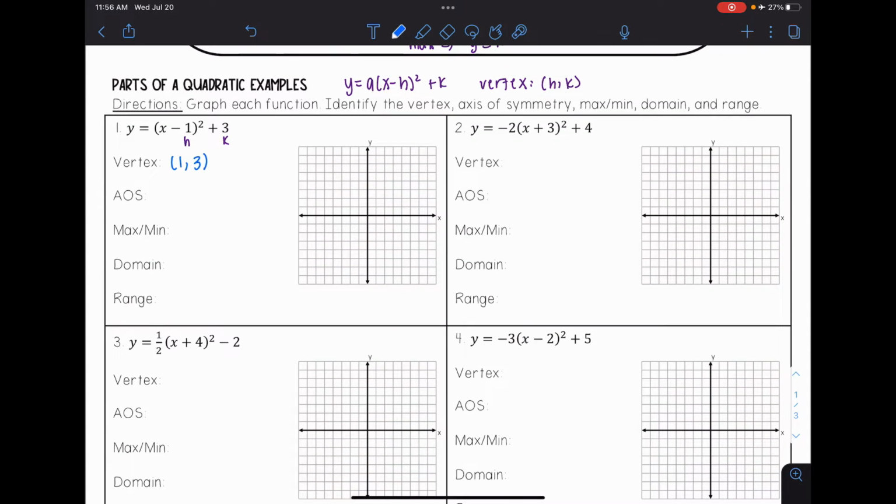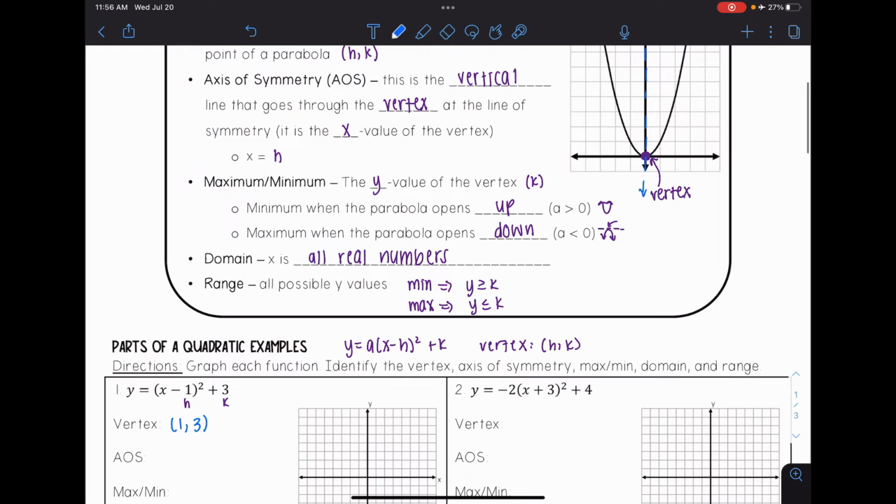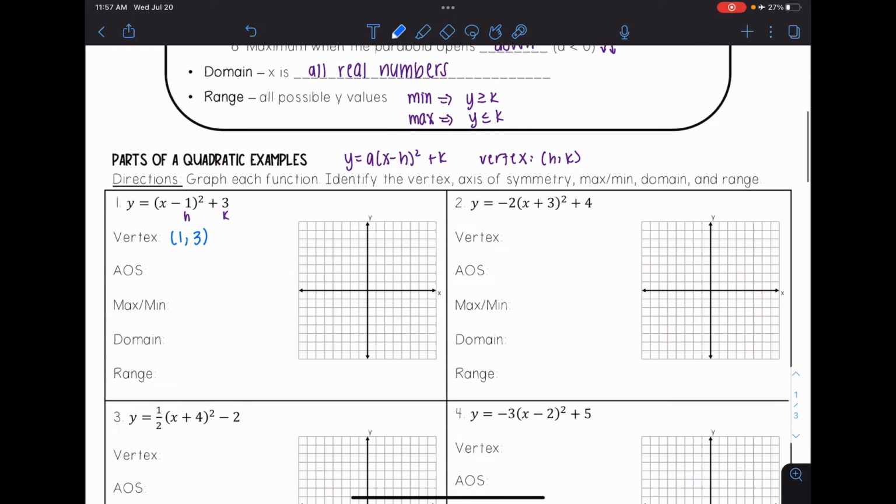Axis of symmetry, that is the vertical line that goes through my vertex. So as you see up here, the axis of symmetry is always going to be x equals h. That means my axis of symmetry here is x is equal to my h value, which is 1. Very important when you are typing in your axis of symmetry, you do need the x equals in front because we are referencing a line.